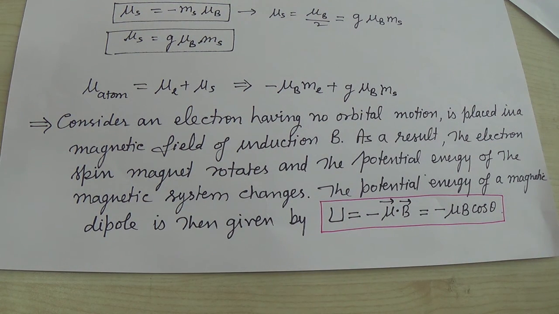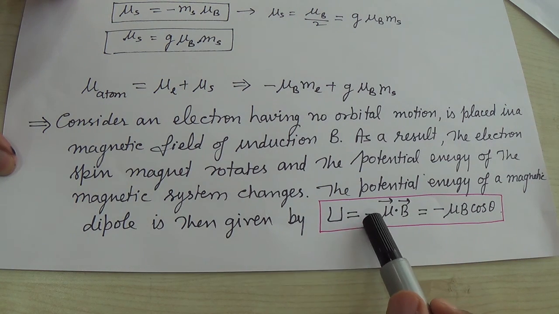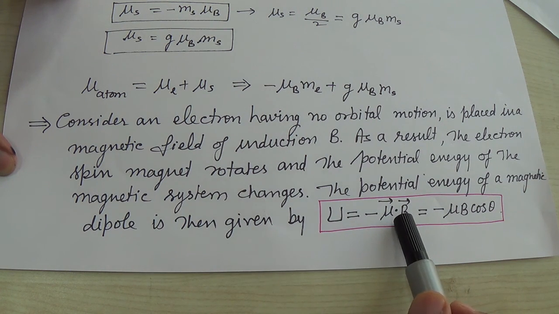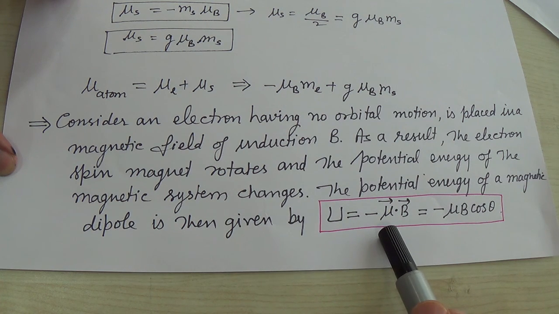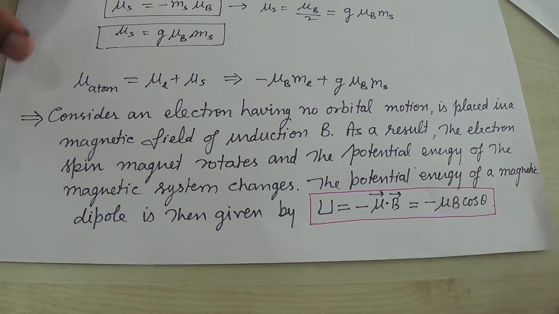So here in this particular section, what is the point? The point is that there is no orbital motion of the electron. We have considered here only the spin of the electron on its axis. So how the potential energy of the system changes comes through this interaction. U is equal to minus mu dot B, where mu is the magnetic dipole and B is the external magnetic field. So the change in the potential energy is equal to minus mu B cos theta.